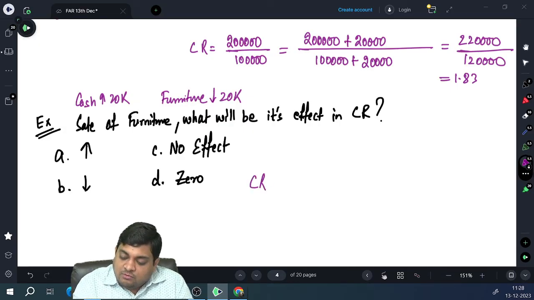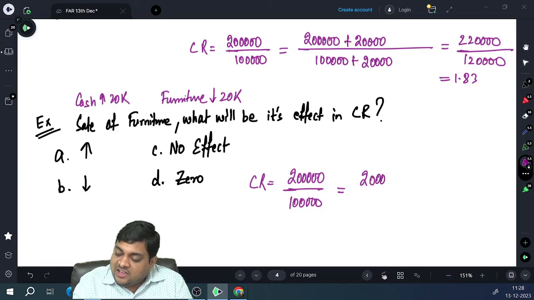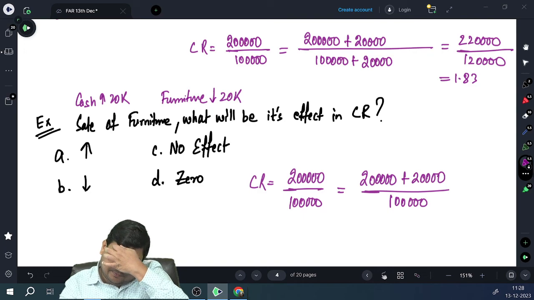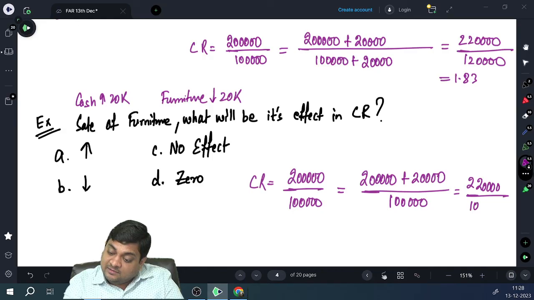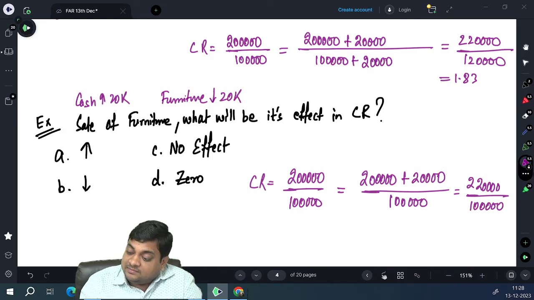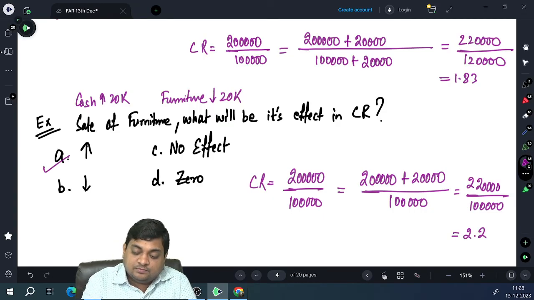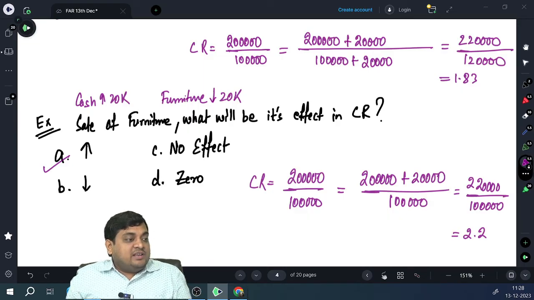So now current ratio is, suppose, 2 lakh by 1 lakh. So now only the numerator will change. Furniture is not a part of current asset. So this is 2 lakh 20 by 1 lakh. So it is 2.2. So it is increasing. Earlier it was 2, now it is increasing.